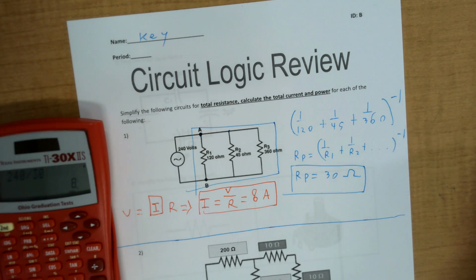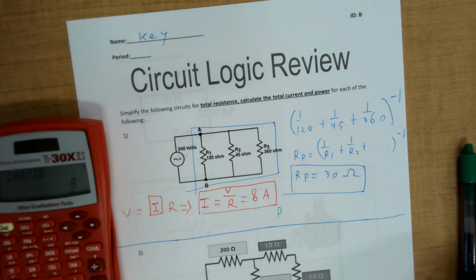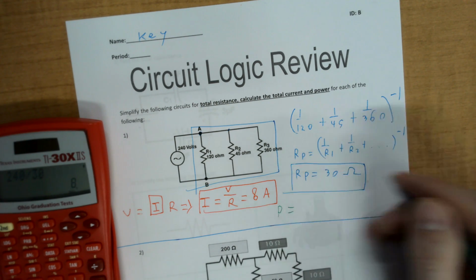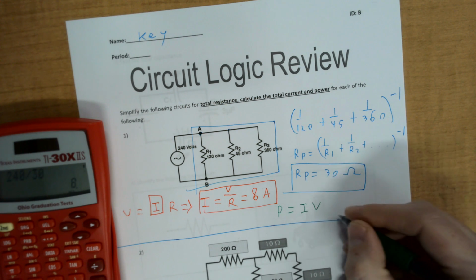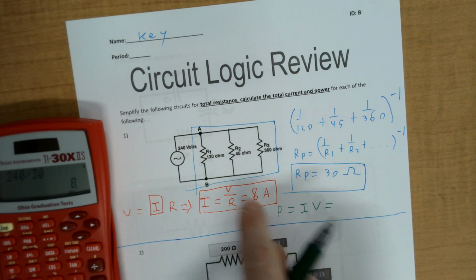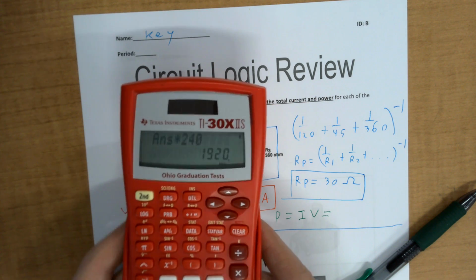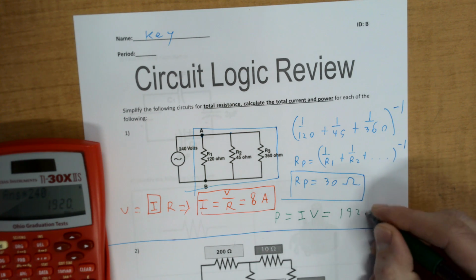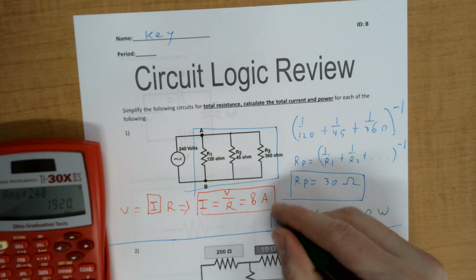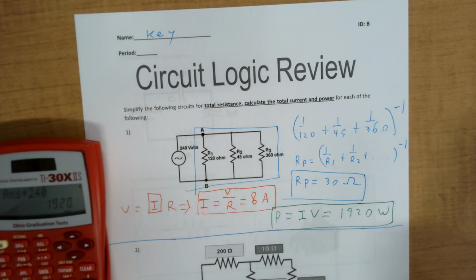Last step we have is power. We know that power is equal to P equals IV, current times voltage. There's other equations, but we're using this one. You got current right there, you got the voltage right there, so 8 times 240. That's a lot of watts. Most components we have would definitely explode. But there you go. Got parallel resistance, current, power. Cool. So that's number 1. That's just a parallel circuit, pretty simple.